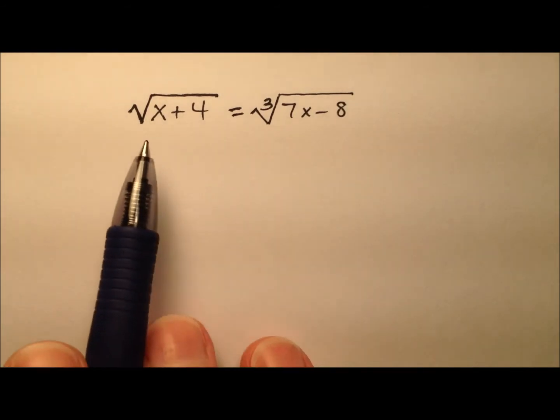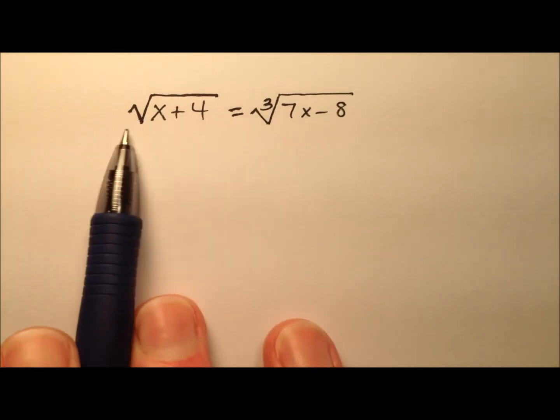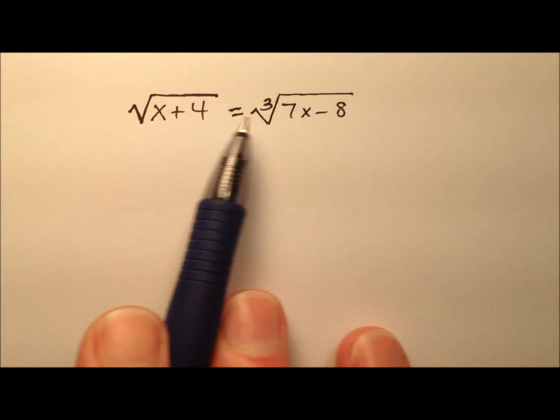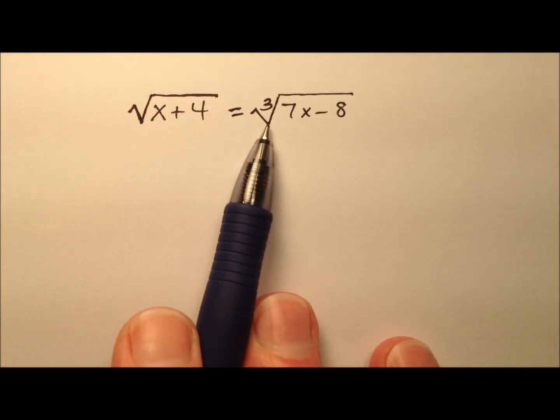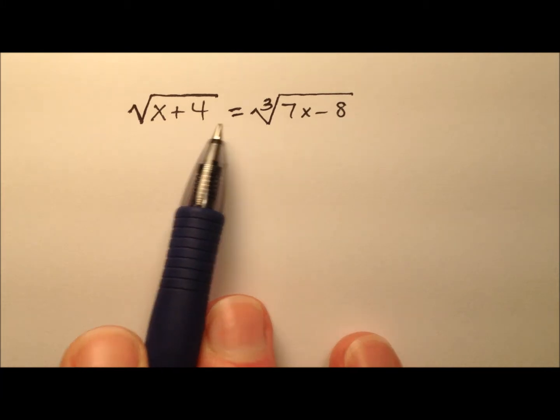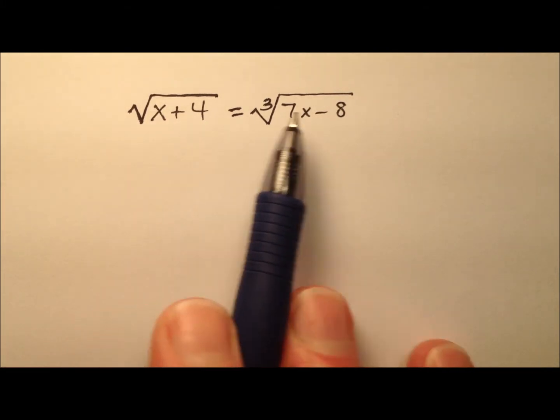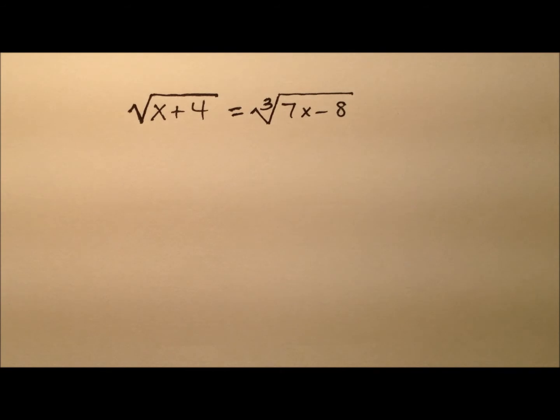In this example, we're going to take a look at solving this radical equation. And probably the first thing you notice right away is on the left side we have a square root, while on the right side we have a cube root. Well, one good thing is that there are no terms outside of the radical expressions.